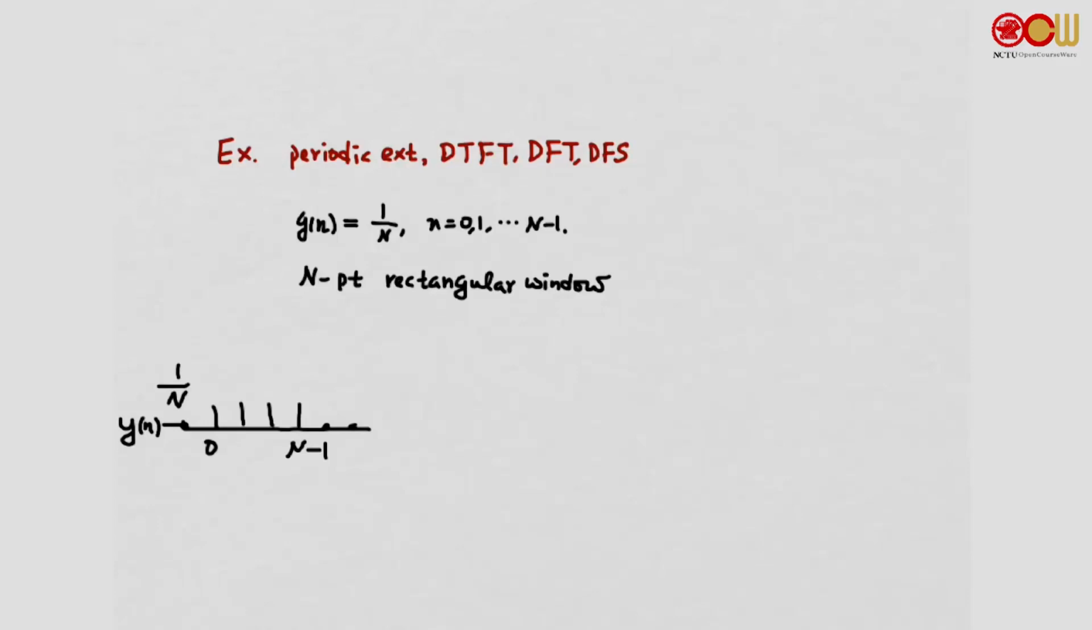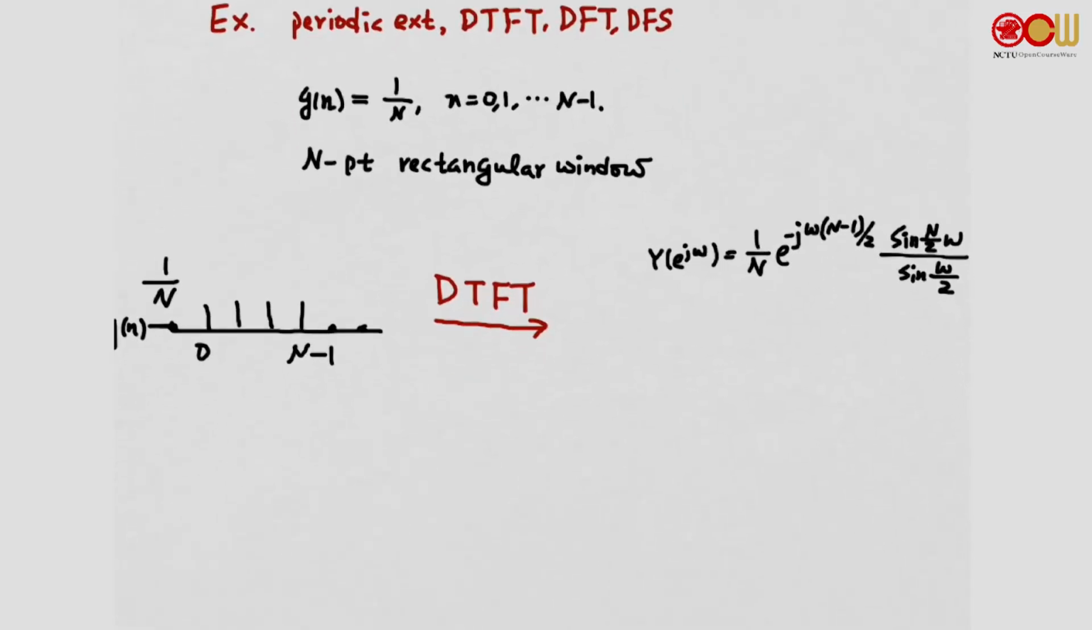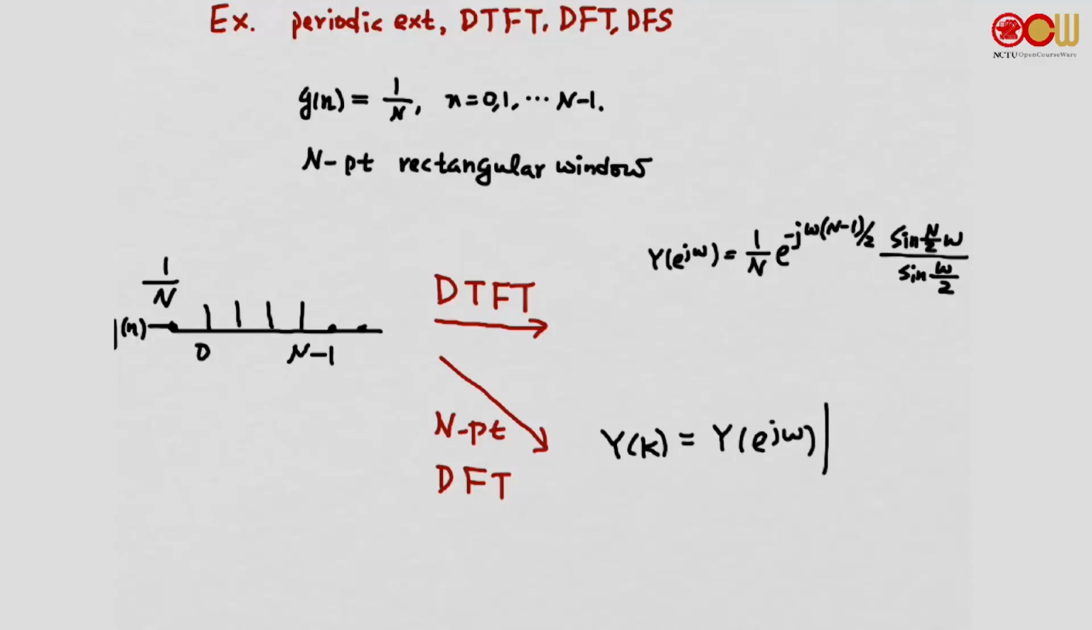And we can compute the DTFT of such a sequence. We have done that before, the Fourier transform of a rectangular window. This is what Y(e^{j omega}) looks like. And we can also compute the N-point DFT of such a sequence, and we can compute Y[k], which are the samples of the Fourier transform at omega equal to k times 2 pi over N.